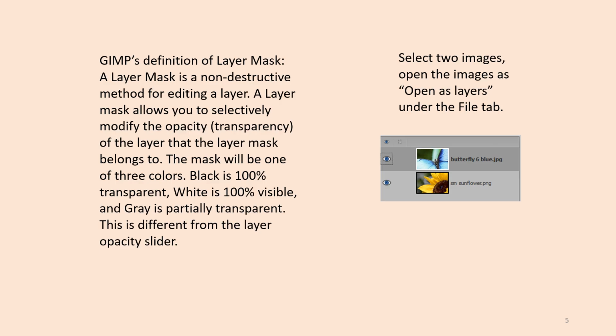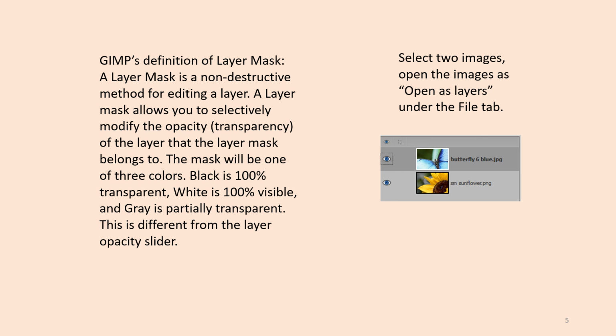Gimp's definition of a layer mask. A layer mask is a non-destructive method for editing a layer. A layer mask allows you to selectively modify the opacity, transparency, of the layer that the layer mask belongs to. The mask will be one of three colors. Black is 100% transparent, white is 100% visible, and gray is partially transparent. This is different from the layer opacity slider.